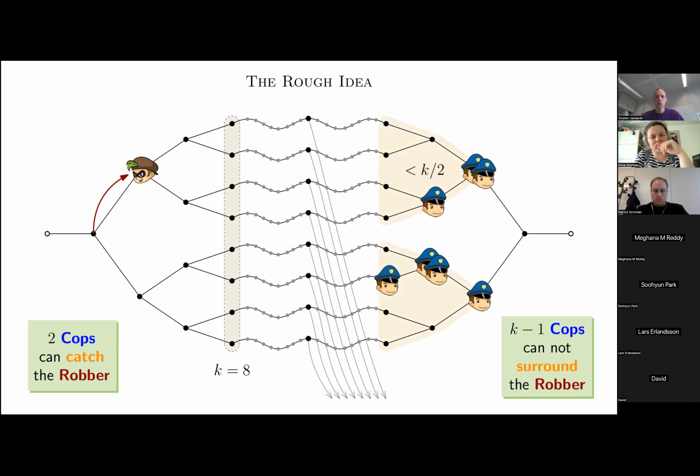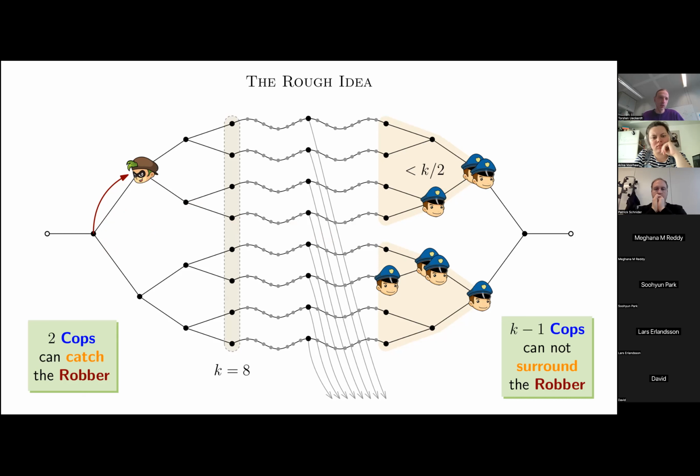The robber considers the 2 options that he has. He has the option to go up or down. He considers on the other side the 2 subtrees. Since in total there are k-1 cops, so less than k cops, one of the 2 subtrees has less than k over 2 cops. So there is less threat for the robber, and the robber decides to go where there are fewer cops on the other side. Now it's the cops' turn.